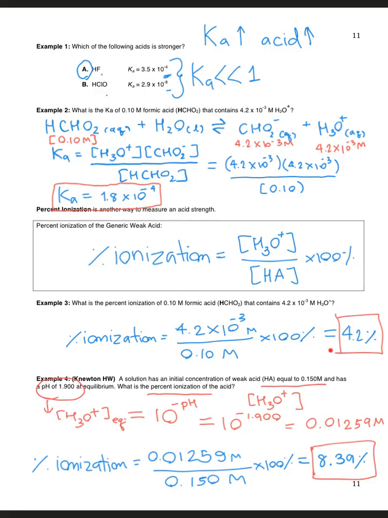If you compare example 3 and example 4, the formic acid would be a weaker acid compared to this weak acid here, because this weak acid can ionize way more than the formic acid.